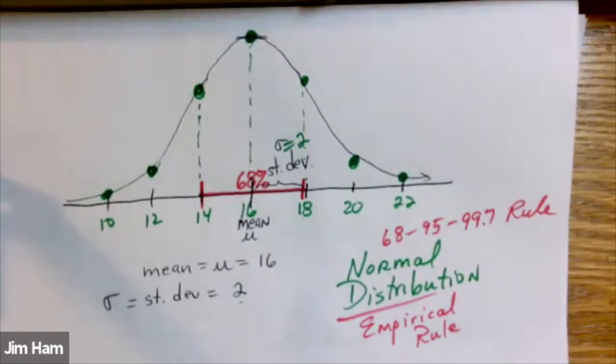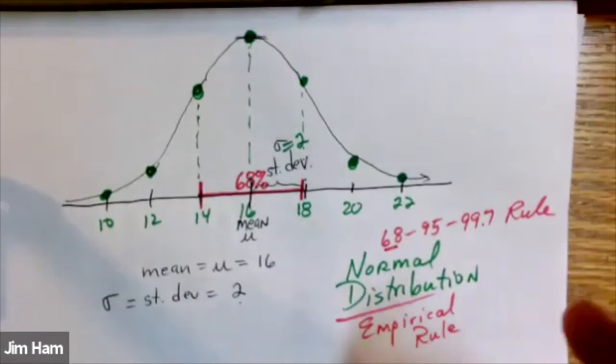68% is a supermajority. It's more than 2/3. So in a bell-shaped distribution like this, everybody is close. A big chunk of the population is close to the middle. And you can tell by these other numbers what's going to happen.